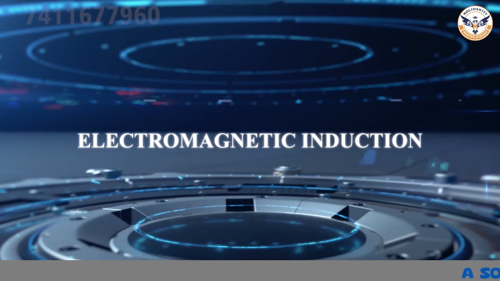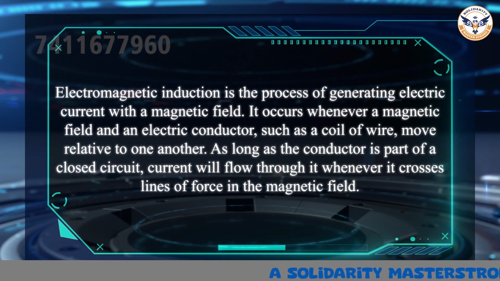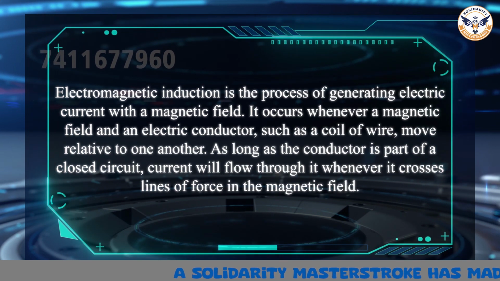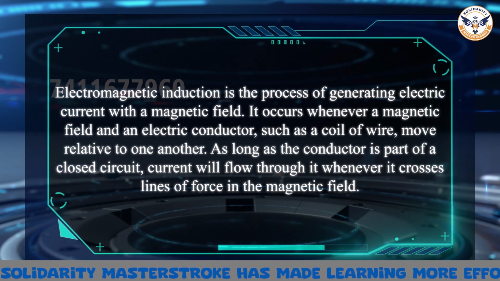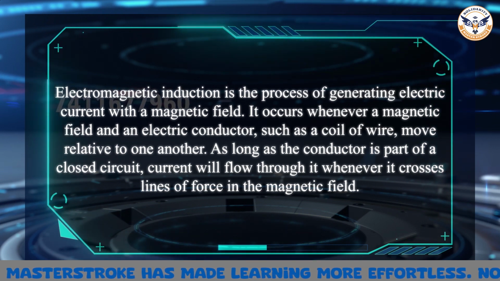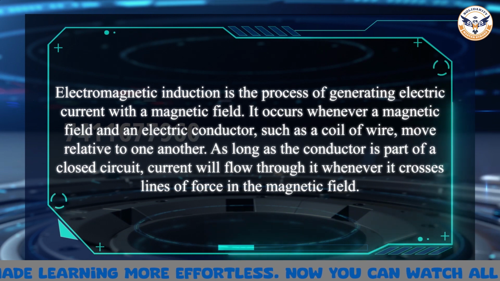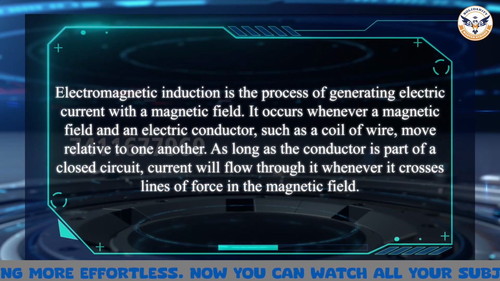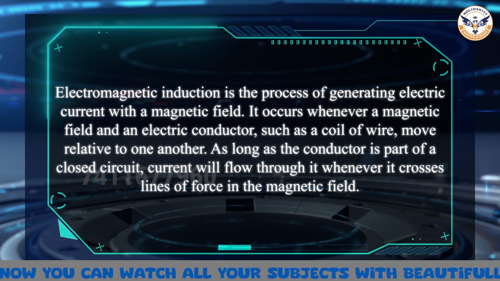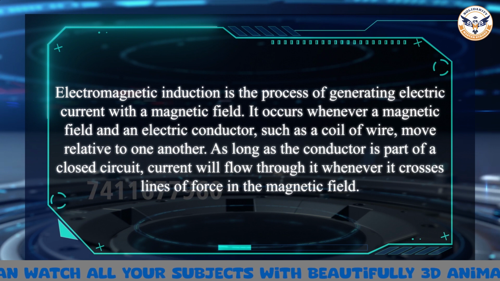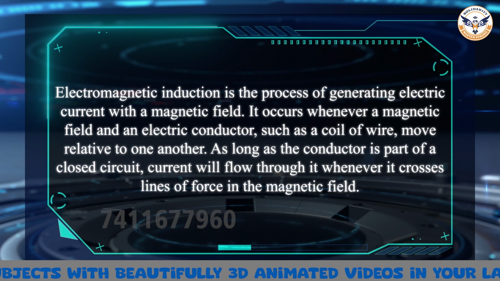Electromagnetic induction. Electromagnetic induction is the process of generating electric current with a magnetic field. It occurs whenever a magnetic field and an electric conductor, such as a coil of wire, move relative to one another. As long as the conductor is part of a closed circuit, current will flow through it whenever it crosses lines of force in the magnetic field.